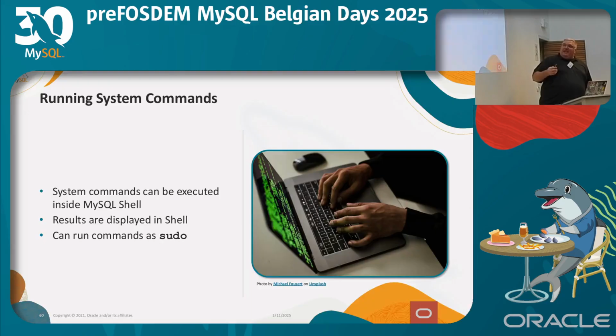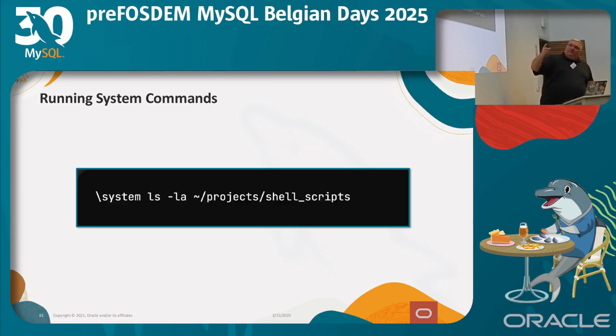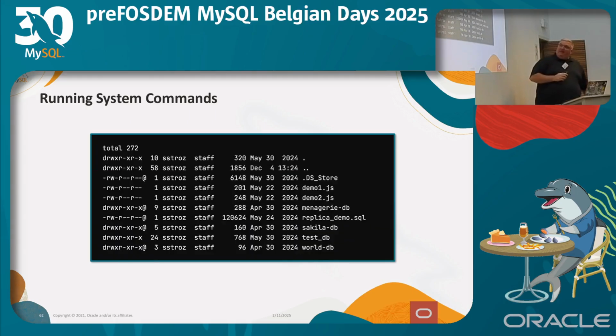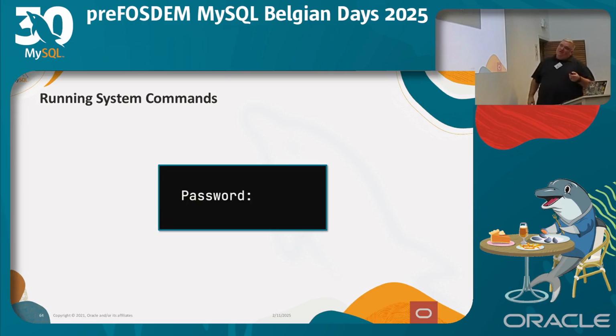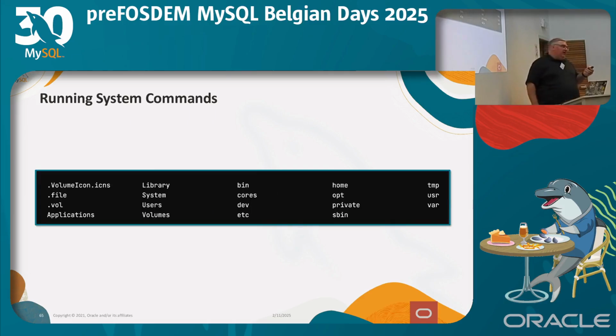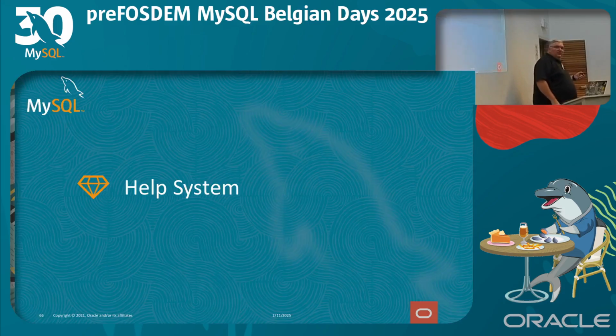Running system commands. This is actually something that comes in helpful for me because a lot of times I need to run some other command while I'm in shell, and I don't have to leave shell. I can just continue to do it. The results are displayed in shell. You can do \system ls -la, and it shows the path there, and that's what actually will show up in shell. If you want to do sudo, and also here's the shortcut, which I use, again, because I don't like to type a lot, it's \! That's how you run system commands, and you do sudo ls /, it'll ask you for a password, and then it'll show you the contents of that particular folder.